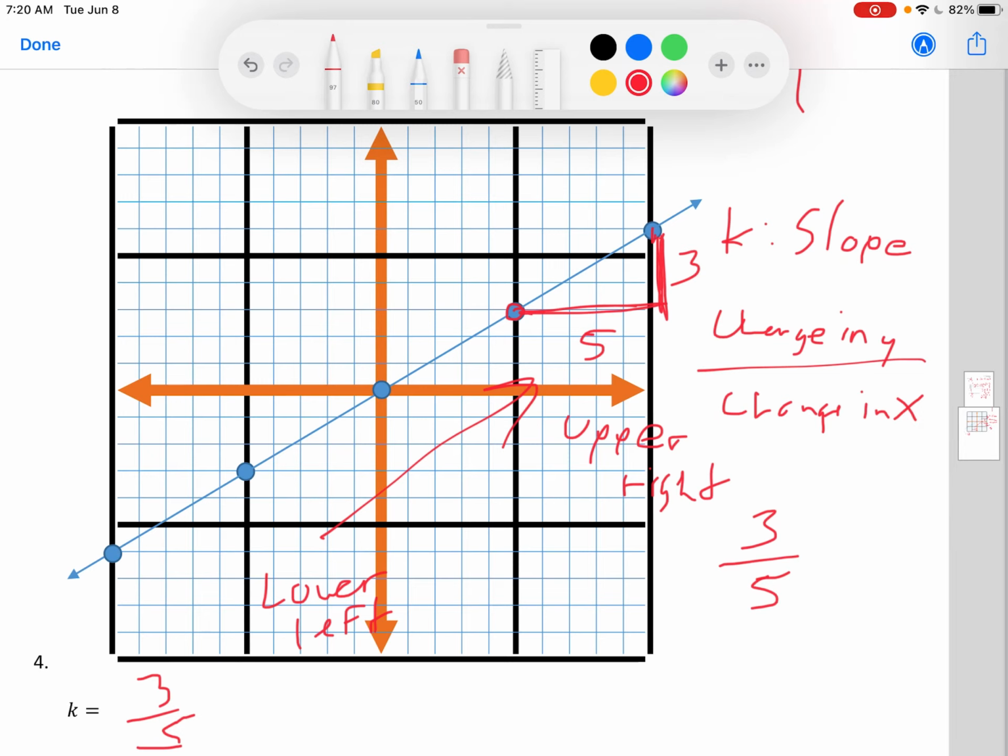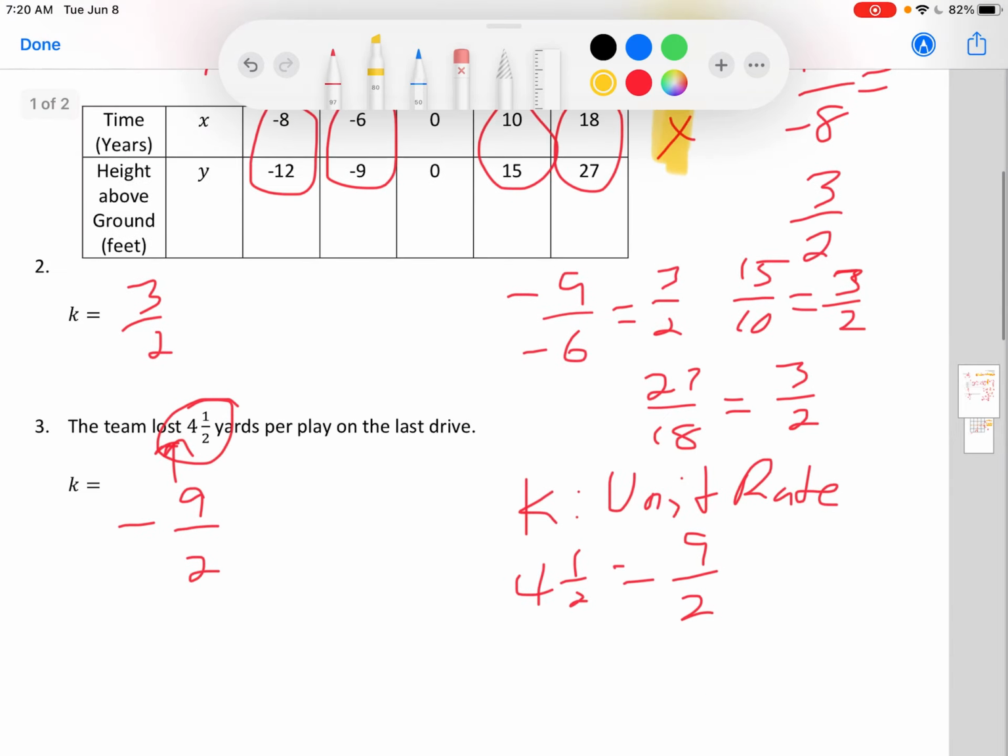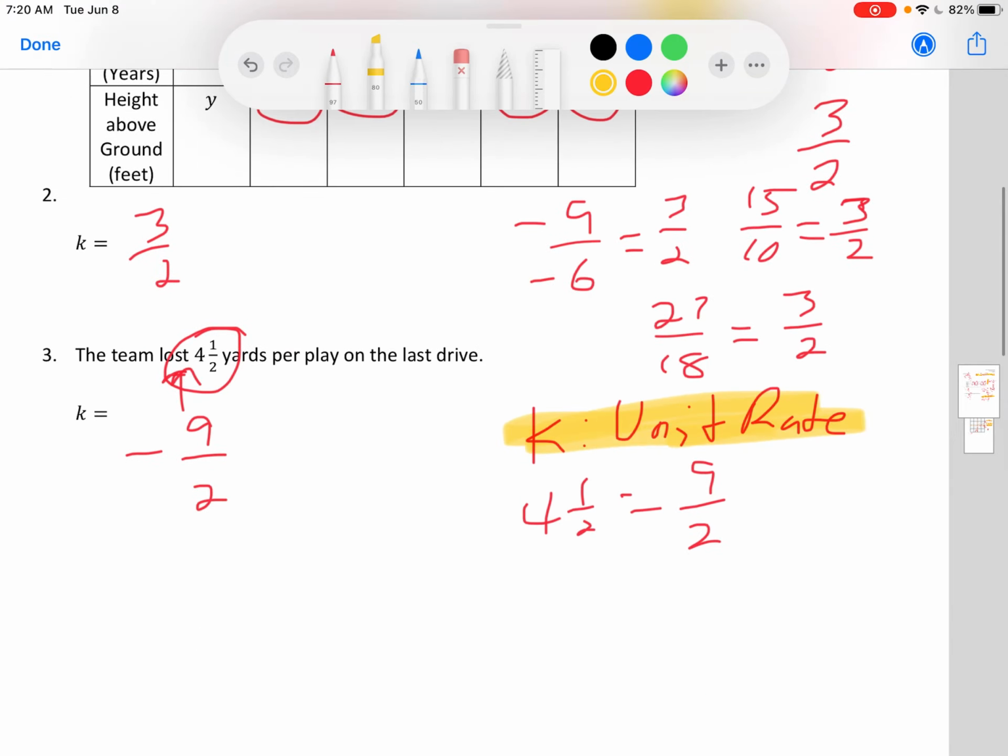And that's how you do it. So, very simple. K is slope, which is change in y over change in x. K is the coefficient. K is y over x. K is the unit rate. And that's how simple it is to find k in each situation.